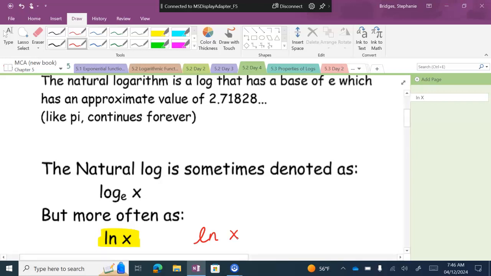Again, all the other rules apply. So we're going to start by just changing it from log form to exponential and exponential to log, like we did when we first started logs. Okay, same process. You're still going to make your E and you're still going to make your L.